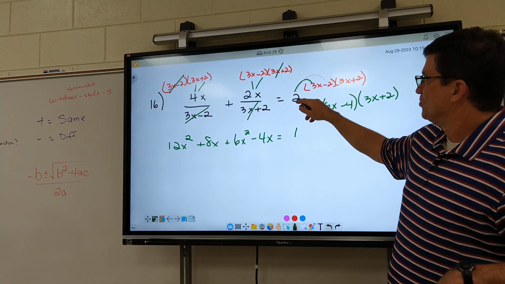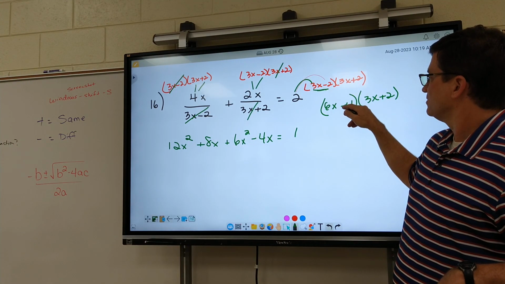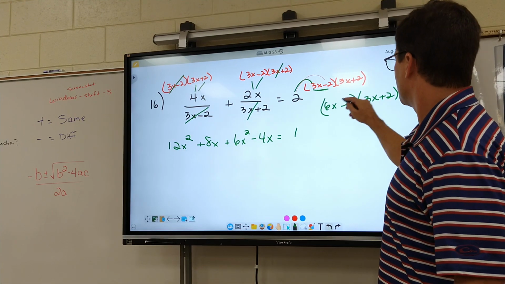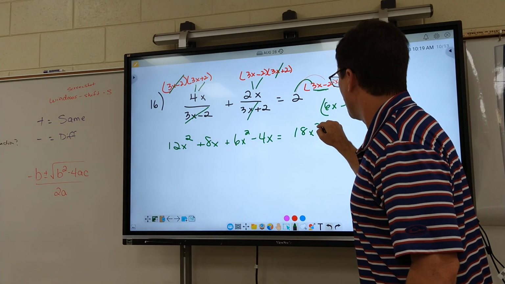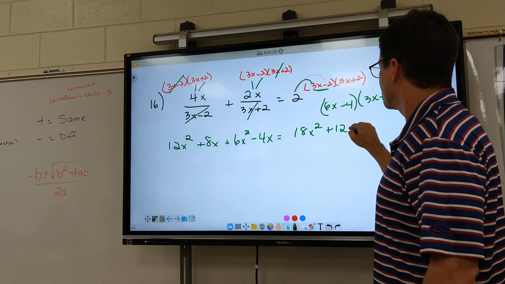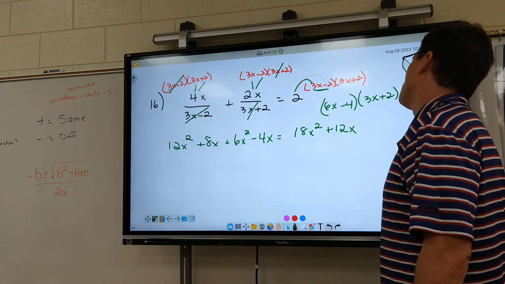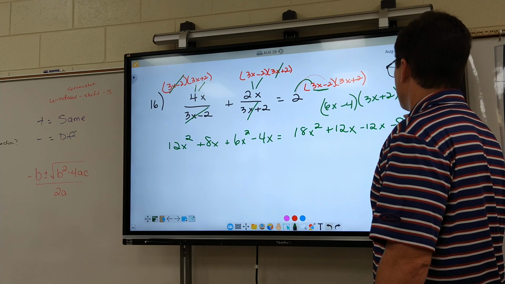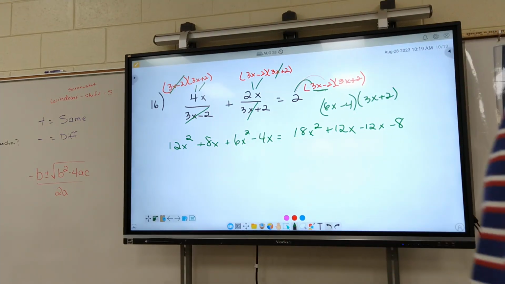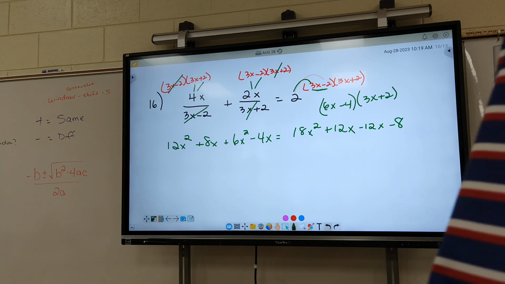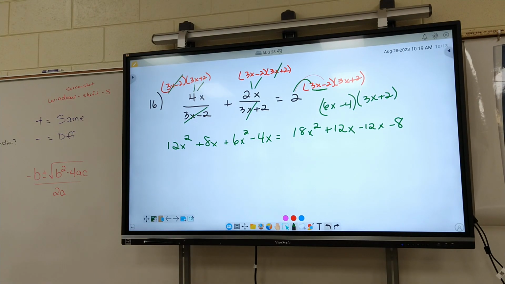So distribute the 2 with the first one, bring it down. When you bring down the second parenthesis, now you foil them out. 6 times 3 is 18x squared. 6 times 2 is 12x. Negative 4 times 3 is negative 12x, and negative 4 times 2 is minus 8. All right, write all that down. We'll do 16 and 17, then we'll stop for a bathroom break.